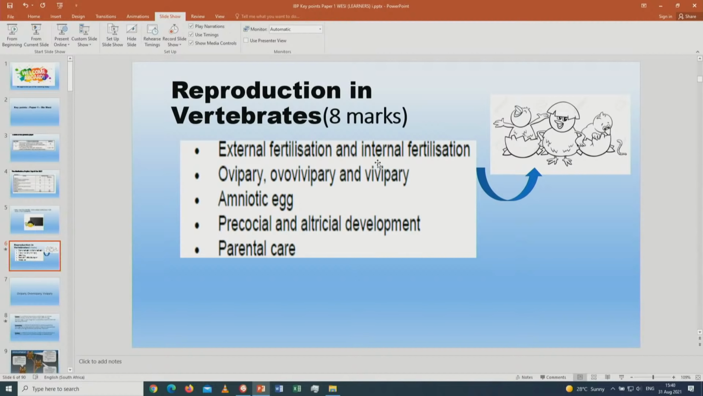External, internal fertilization, I know that we don't have a problem with these ones, and then amniotic egg, and then please again remember precocial and altricial development, and then parental care. And then please, these 3 again, go through these 3 and then make sure that you know this: ovipary, ovovivipary, and vivipary.